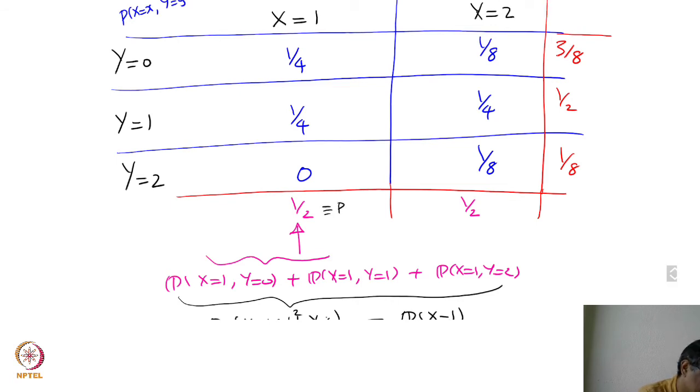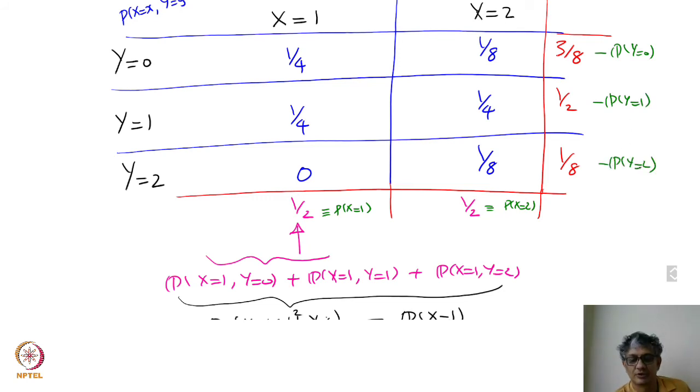Let me write that in green, so it's easy to check. Along the row sums, this is the chance that x is equal to 1. This is the chance that x is equal to 2. And if I look at the column sums, this is the same as the chance that y is equal to 0, the chance that y is equal to 1, and the chance that y is equal to 2. So the joint distribution table gives you even the individual ones for x and y immediately, which you found before.